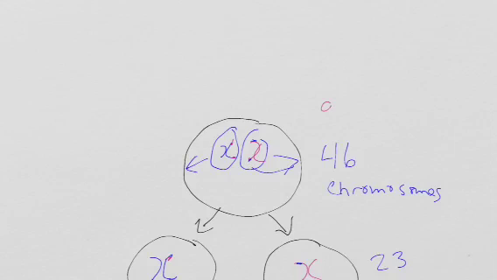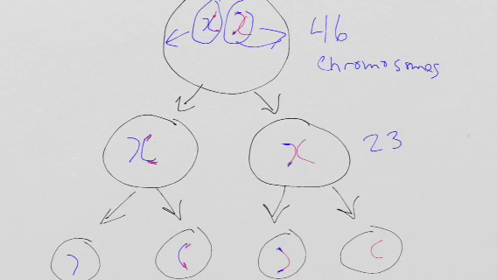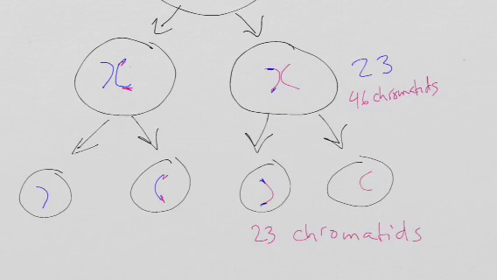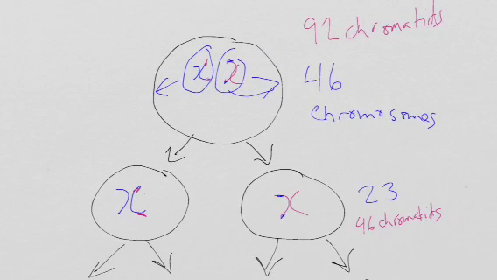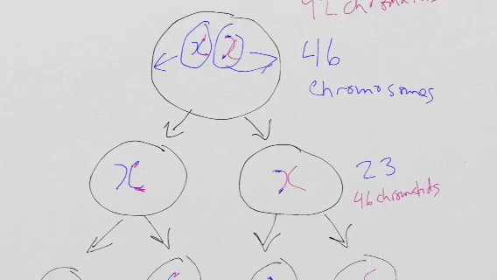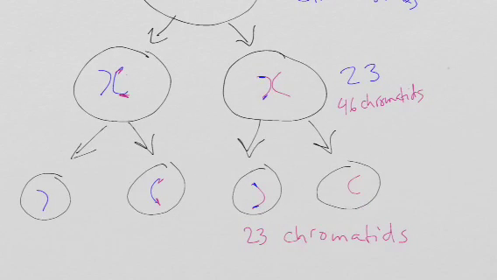So we go from 92 chromatids in the first cell to 46 chromatids down to 23 chromatids. Or we go from 46 chromosomes to 23 chromosomes to 23 chromatids. And we have to do that in meiosis. Otherwise, the eggs and the sperm have too much DNA in them.